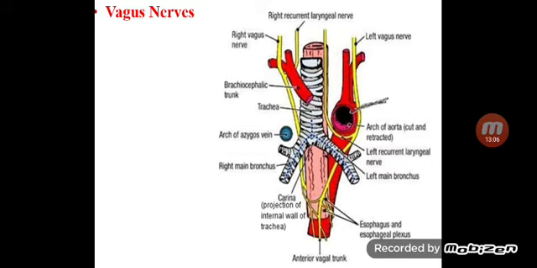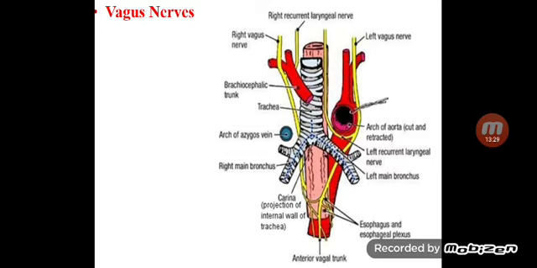Then it leaves the plexus and descends to the posterior surface of the esophagus, sharing in the formation of the esophageal plexus, and you remember the esophageal plexus also. We will talk about it in the next lecture.